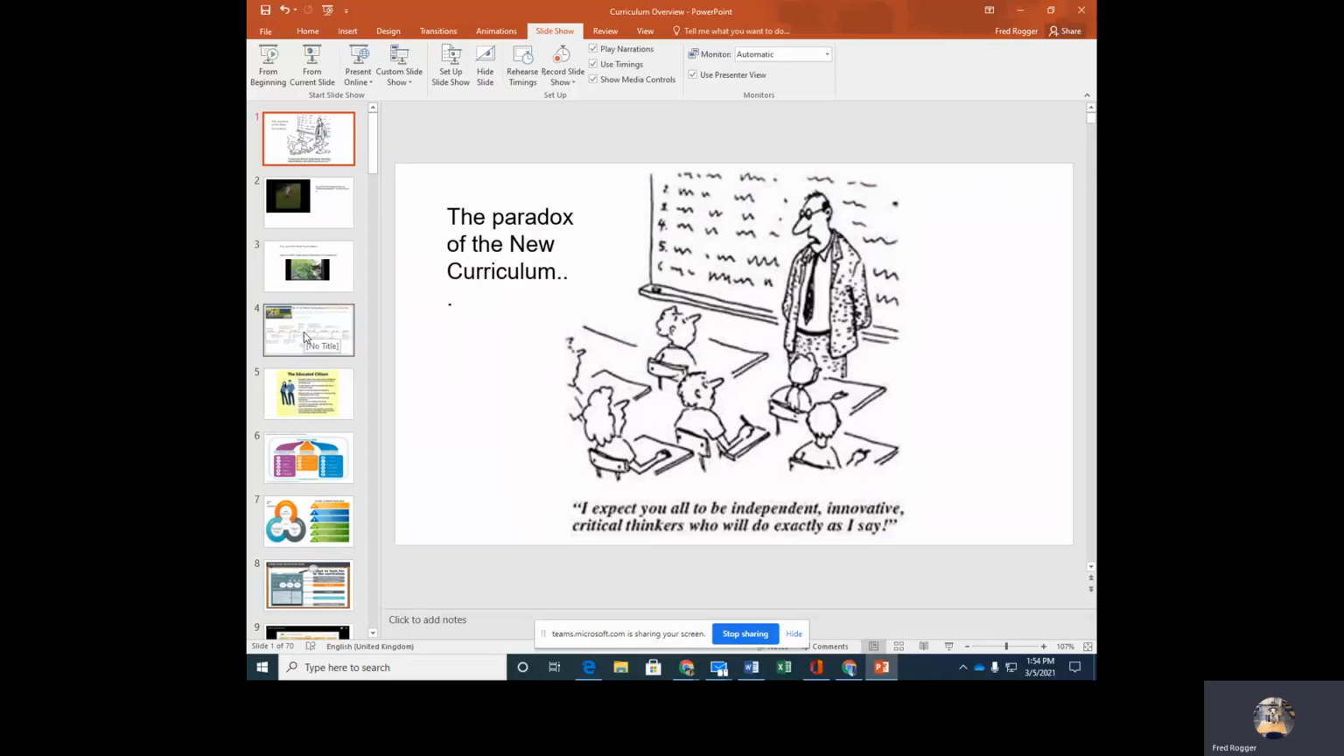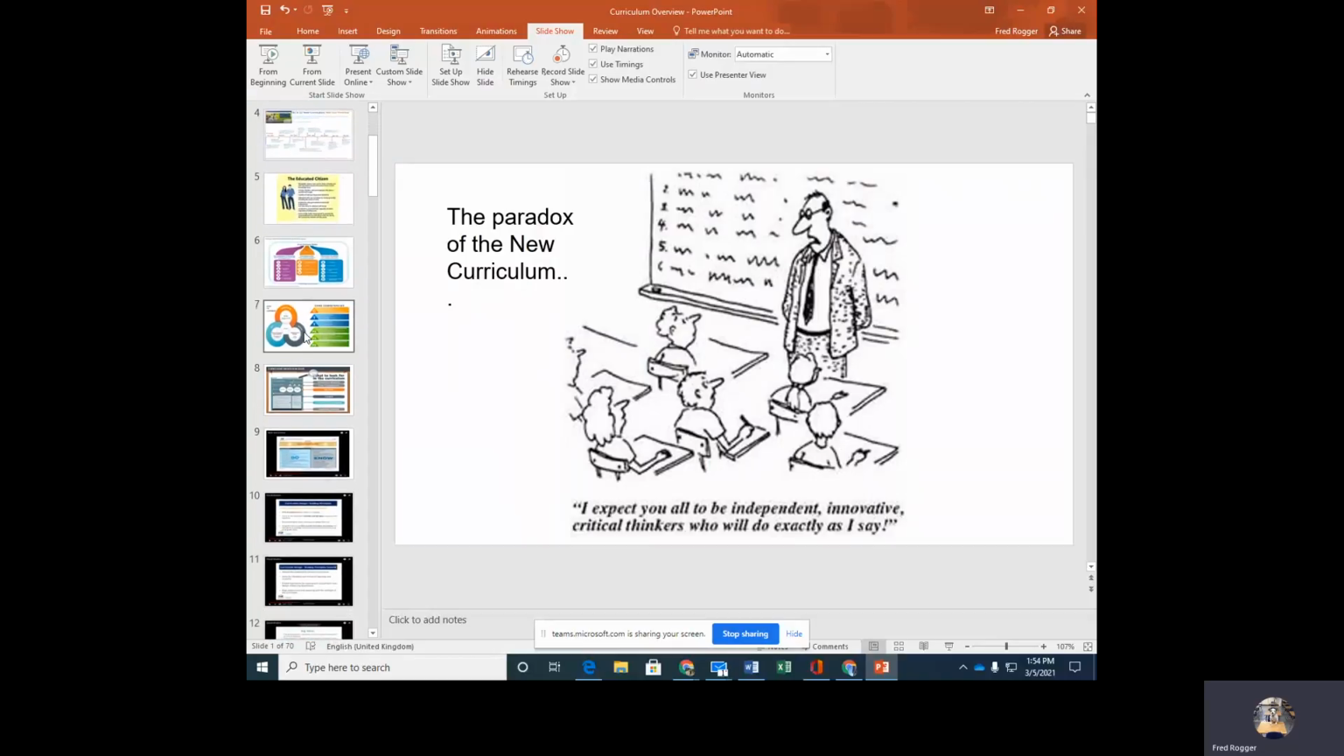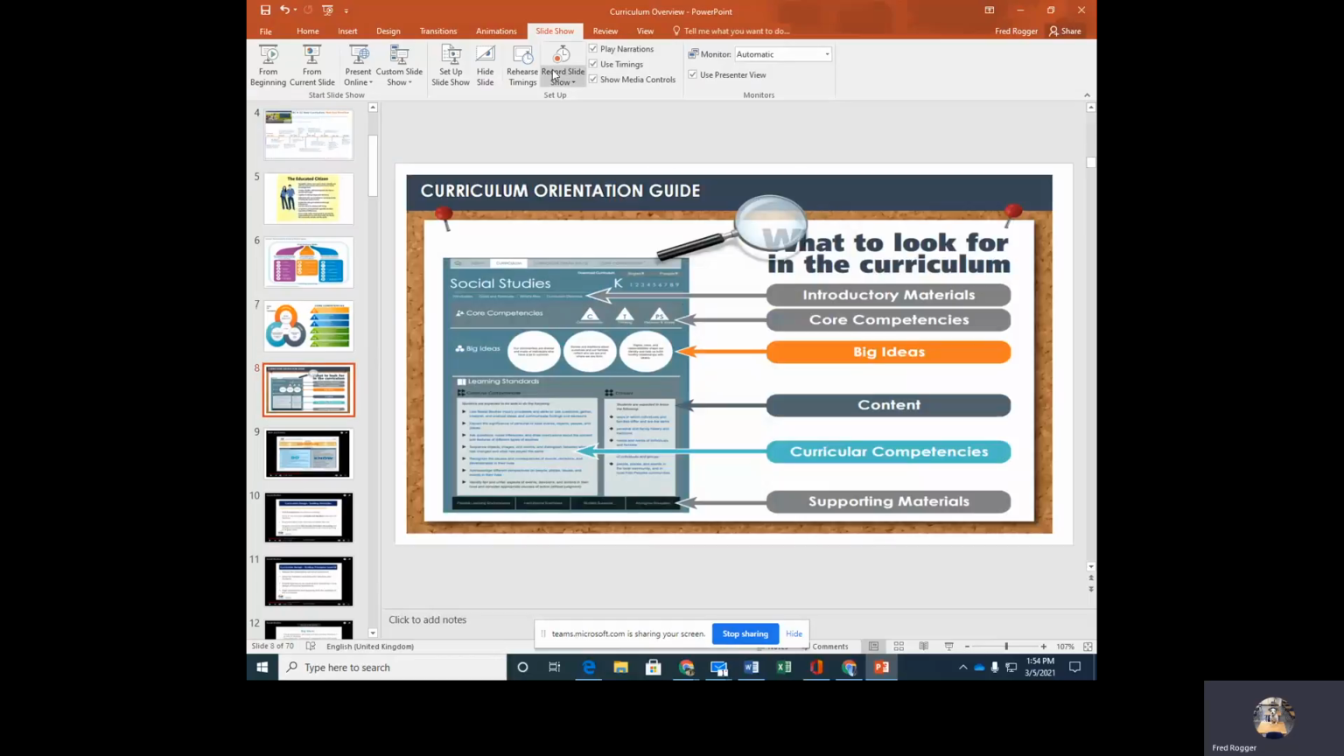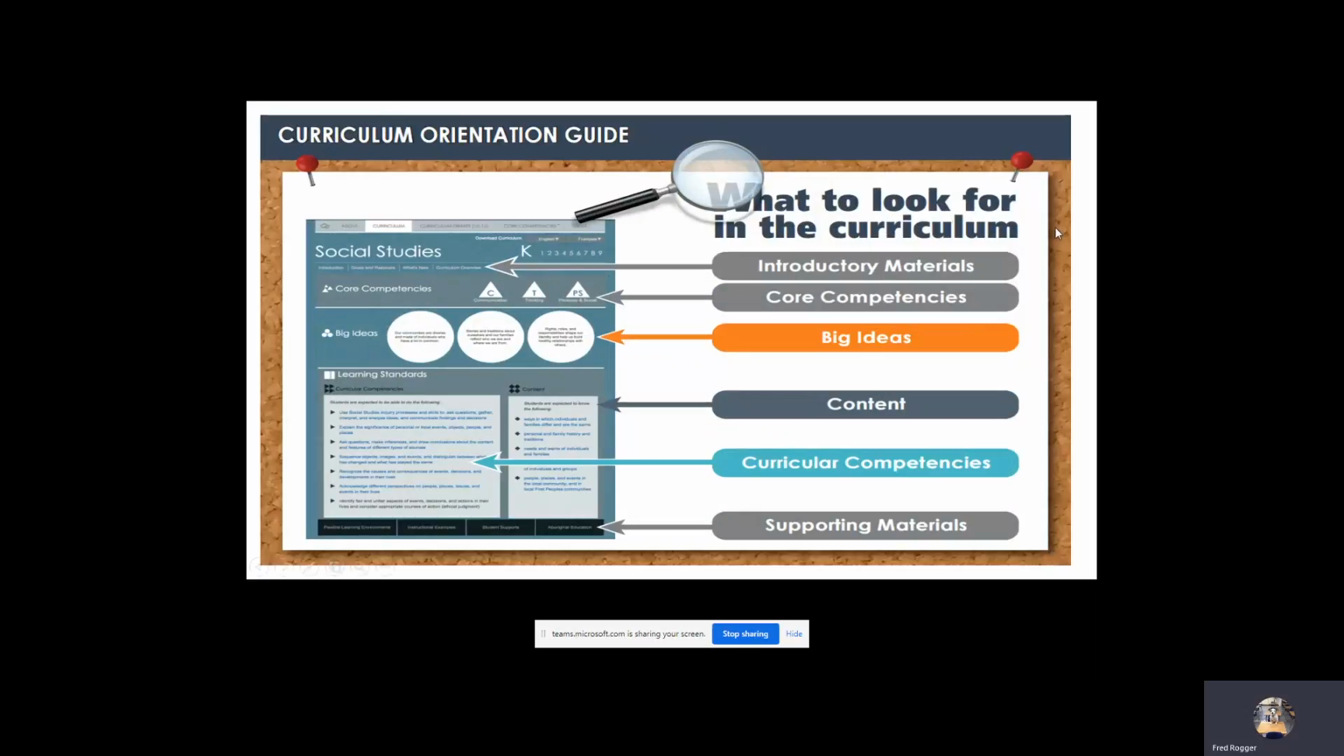So I'm going to hop around my PowerPoint here, which is also in the shared drive in the curriculum support folder if you want to take a closer look. But let's look at some key things here. Obviously, the curriculum is structured around these basic components: the big ideas, the core competencies, the curricular competencies, and the content. And on the curriculum page, there are supporting materials. So this is the structure inside the structure.